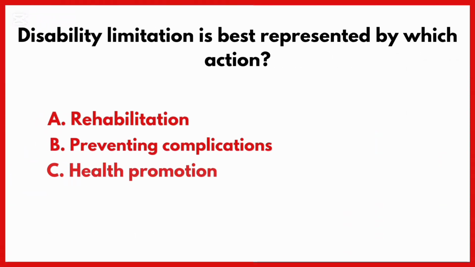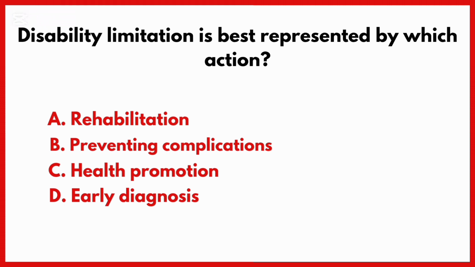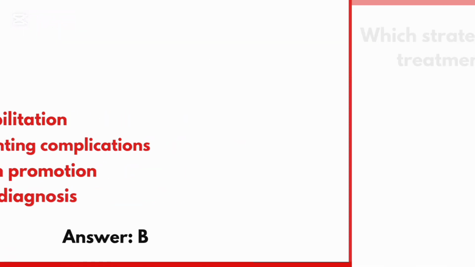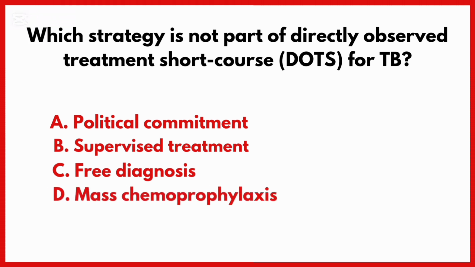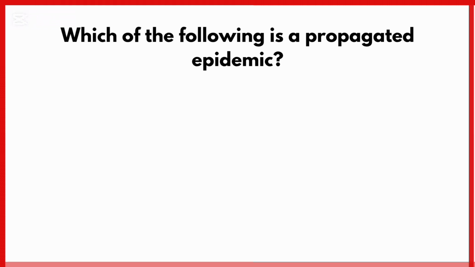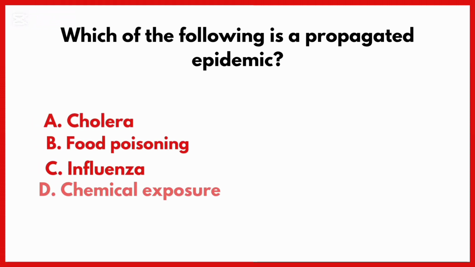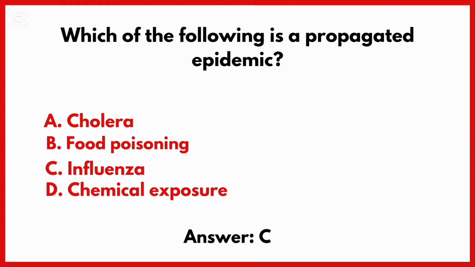Disability limitation is best represented by which action? Correct answer is option B, preventing complication. Which strategy is not part of directly observed treatment short course for TB? Correct answer is option D, mass chemoprophylaxis. Which of the following is a propagated epidemic? Correct answer is option C, influenza.